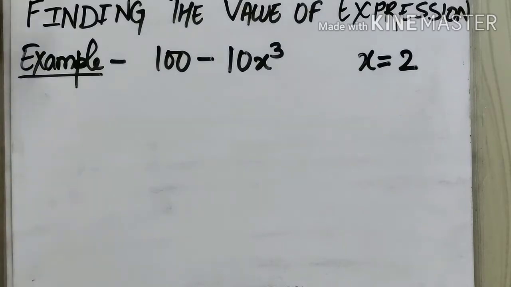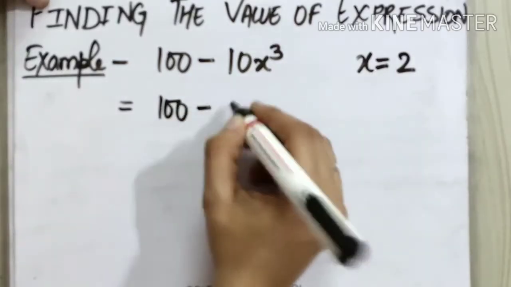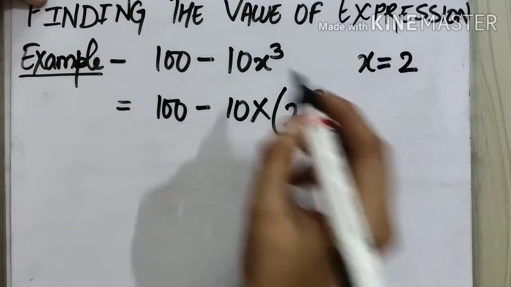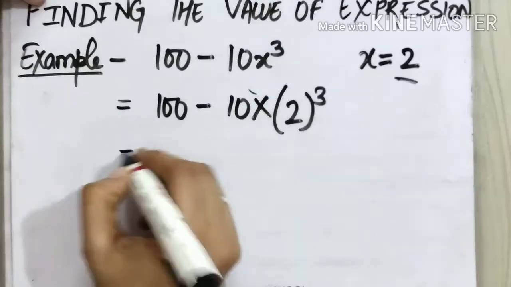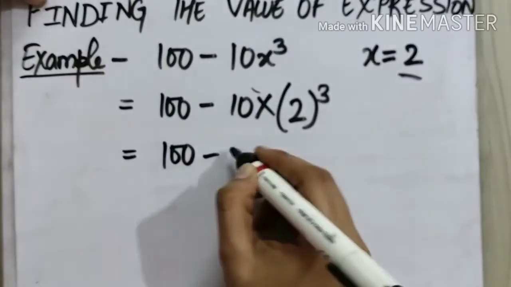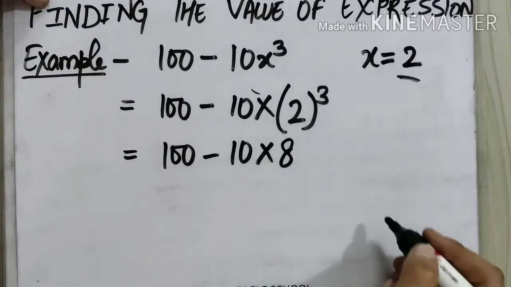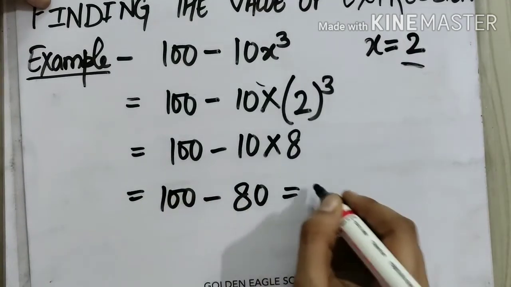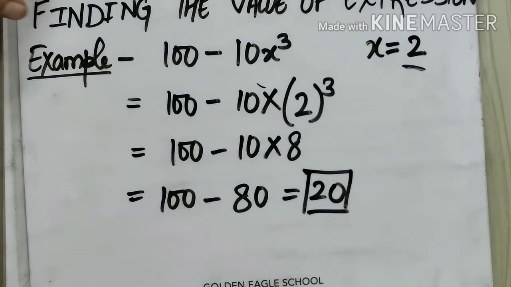value of this expression. So when we want to find the value of expression, we will place 100 minus 10 multiplied by 2 cube. In the place of x we are going to place 2. So that will be 100 minus 10 into 2 to the power 3, that is 8. 100 minus 80, that is 20. So the value of this expression will be 20.